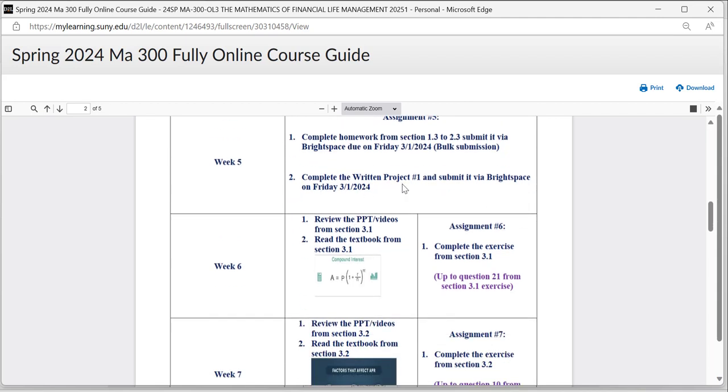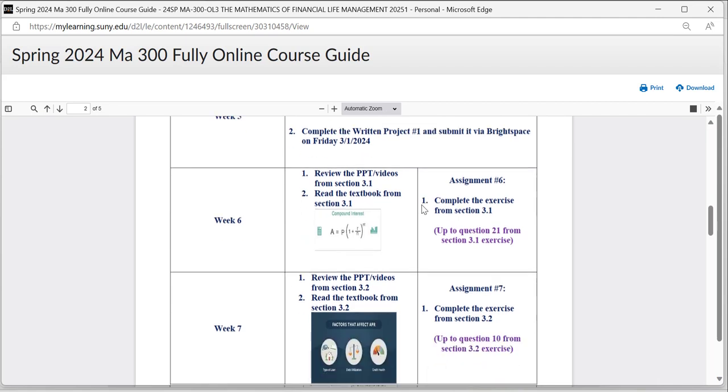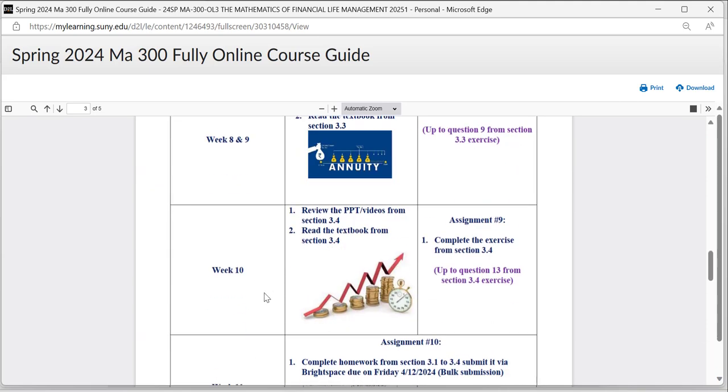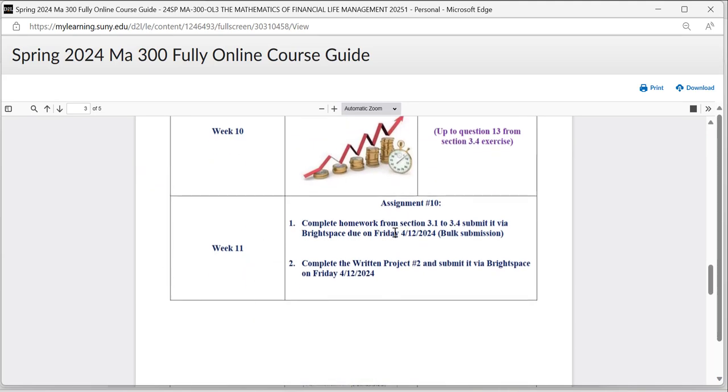And you also complete the written project within 1 week and submit it via Brightspace on Friday. It's usually due on Friday, 11:59 p.m. So you should pay close attention to the due date of each assignment. Similarly, weeks 6, 7, 8, 9, 10, and then week 11, you're going to submit the homework assignments from section 3.1 to 3.4 via Brightspace as a bulk submission on Friday, April 12th, by the end of the day.